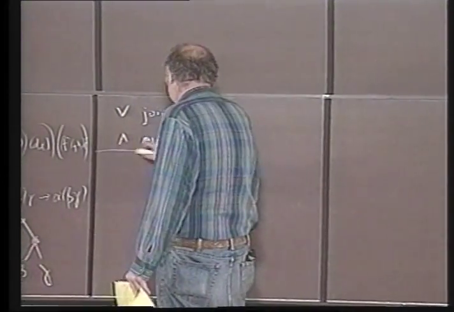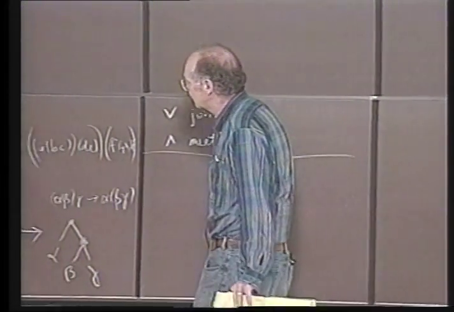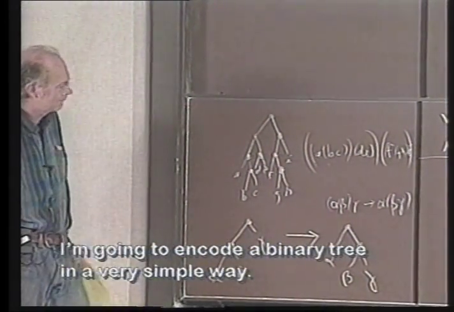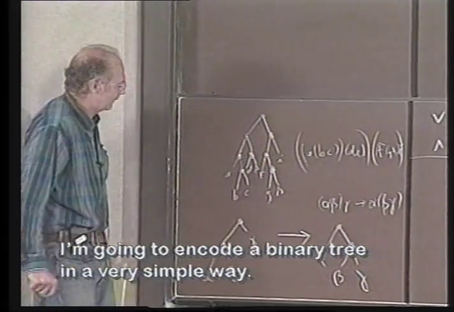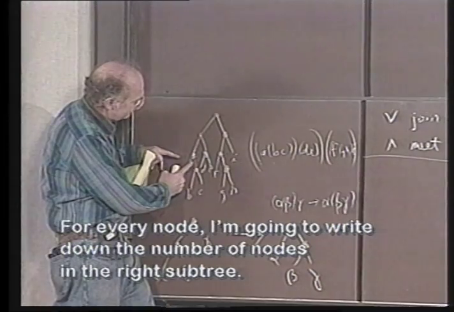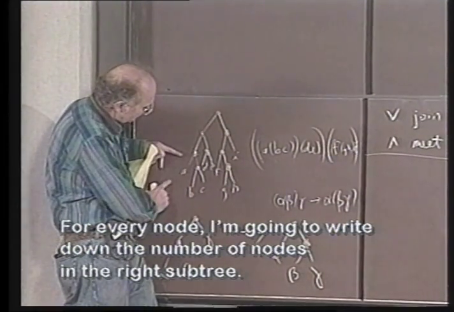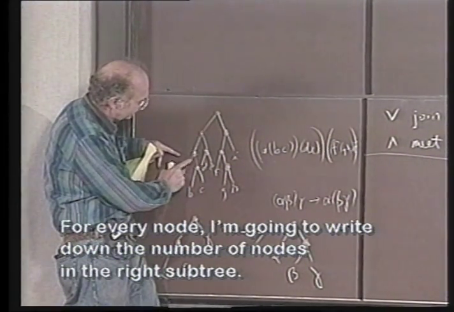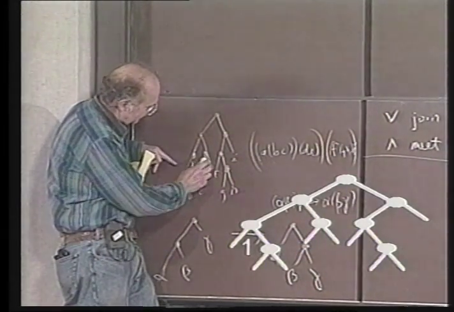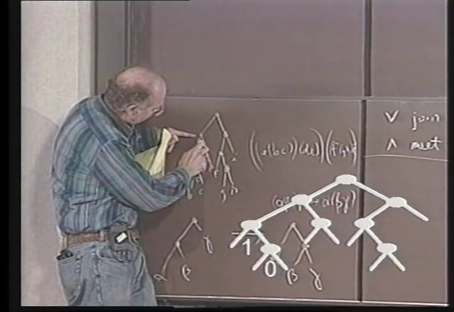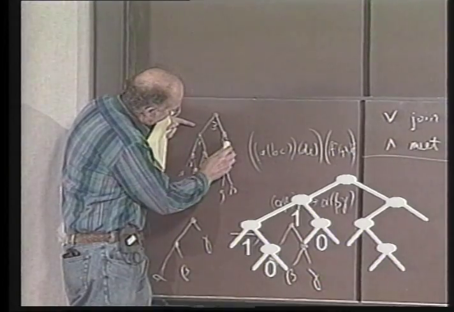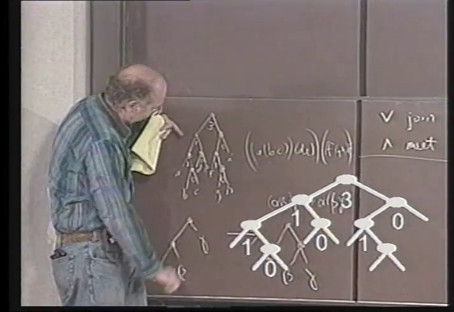Now what I'm going to do is encode a binary tree in a very simple way, and it probably was in volume 1. At every node, I'm going to write down the number of nodes in the right subtree. So here, there's 1 here. There's 0 here, 0 here. Here there was 1 node in the right subtree. How many here? 1, 2, 3, 0, 1, 0.